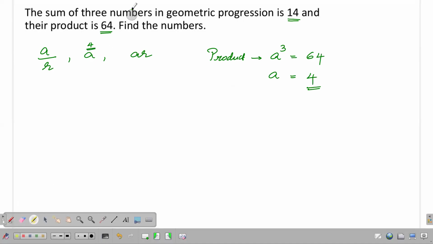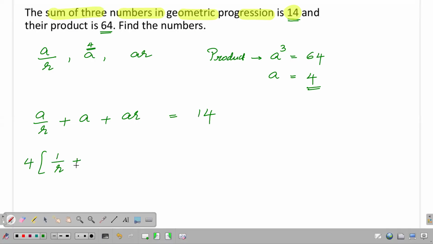Further, it is given the sum of these three numbers which are in geometric progression is 14. That is A by R plus A plus AR. This is given as 14. I know A is equal to 4 because 4 cube is 64, right? So I can take 4 as the common factor out: 4 into 1 by R plus 1 plus R. When I take it, this total will come as 14.